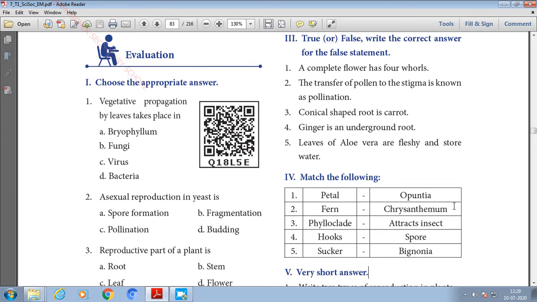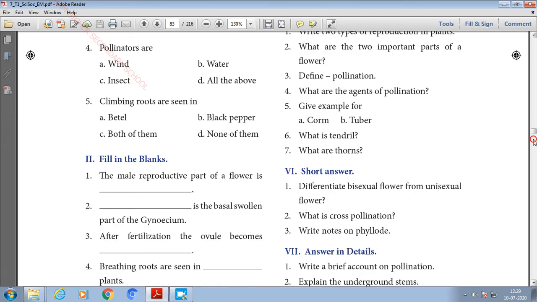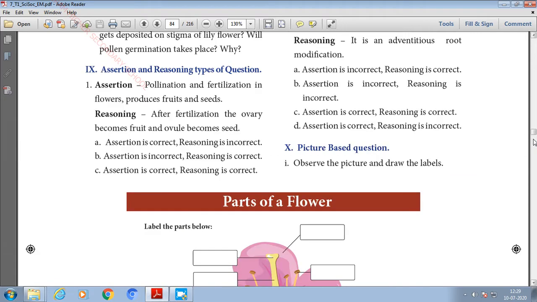Now we'll move on to reason and assertion type of questions. And you know very well, in the reason and assertion type of questions, 2 statements will be given. One statement will be the assertion, the other statement will be the reasoning, and below you will be having 3 such options A, B and C. Choose the correct answer only. If the assertion is right and reason is also right, you can choose one option. If assertion is wrong and reason is correct, you can choose the other option. If assertion is correct and reasoning is wrong, then you can choose the A option. Assertion is correct, reasoning is incorrect.